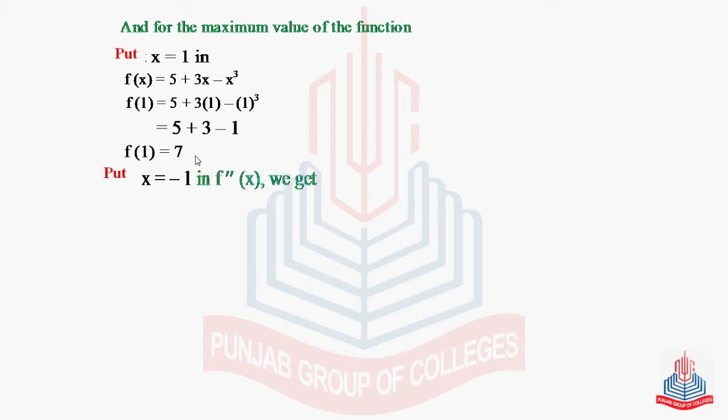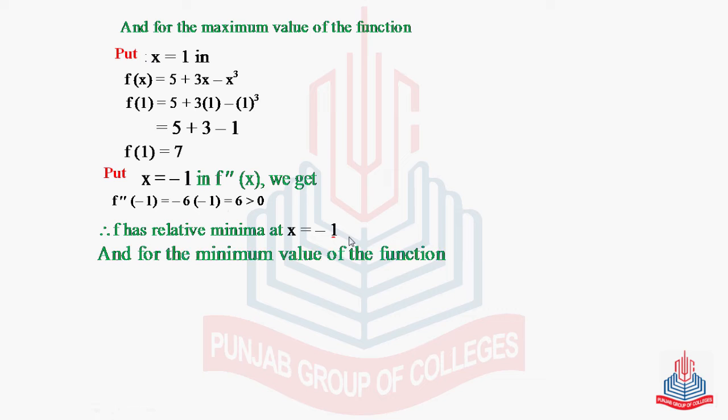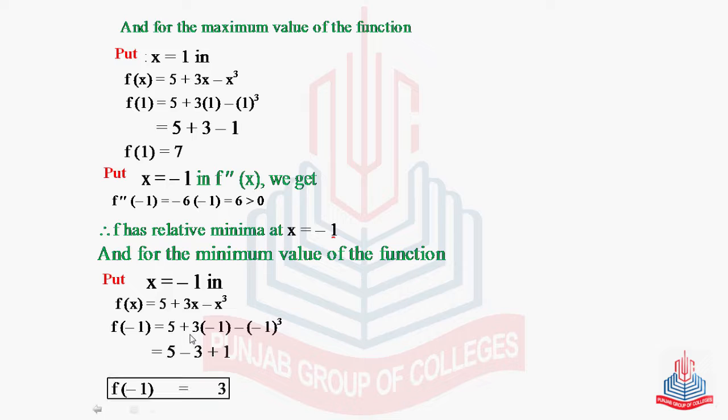Now put the second value, which is minus 1, in the second derivative: we get minus 6 into minus 1, which is plus 6, greater than 0. So f of x has a relative minima at x is equal to minus 1. And for the minimum value of the function, put x is equal to minus 1 in the given function f of x is equal to 5 plus 3x minus x cube. That will return 3, which is the minimum value of the given function. So the function has maximum value 7 and minimum value 3.